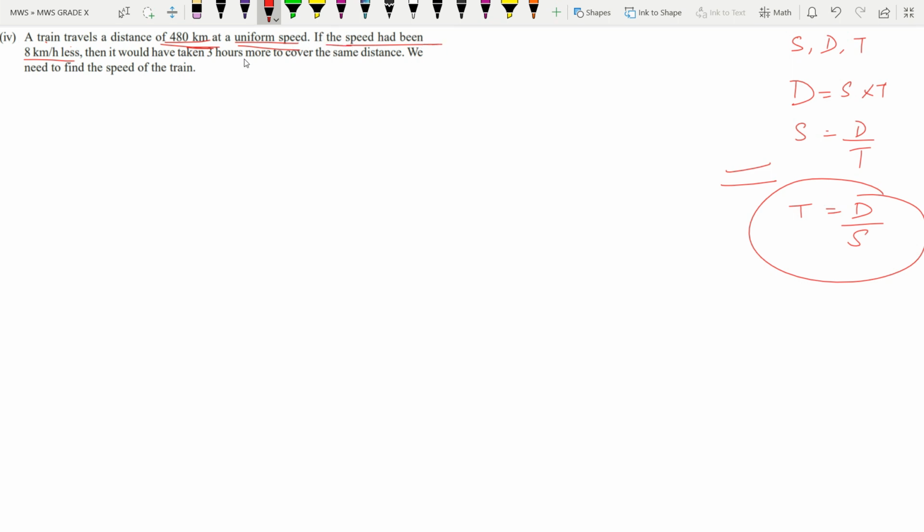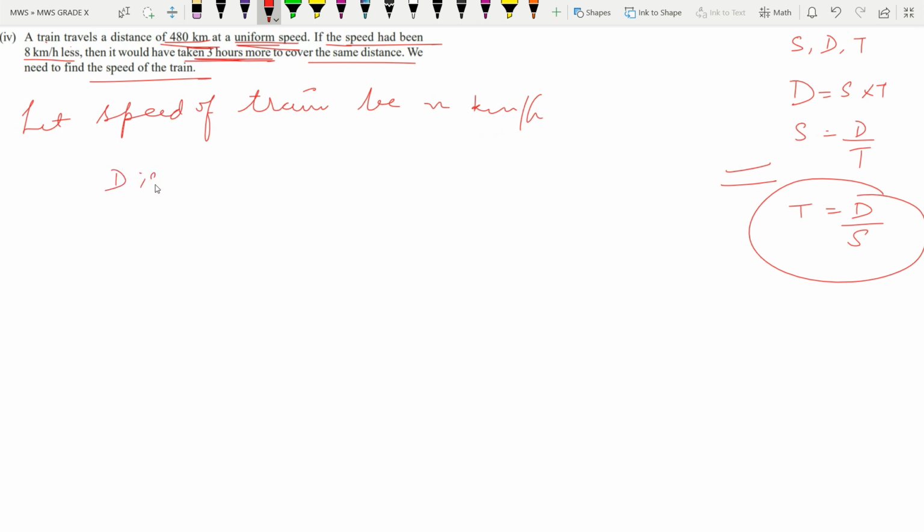If the speed of the train would be 8 km per hour less, see, we do not know the uniform speed. Therefore, we do not know what will be the speed if the speed is reduced by 8 km per hour. But they're saying that if speed is reduced by 8 km per hour, then it is taking 3 hours more to cover the same distance. So distance is the same in both cases. We need to find the speed of the train. Let speed of train be x kilometer per hour.